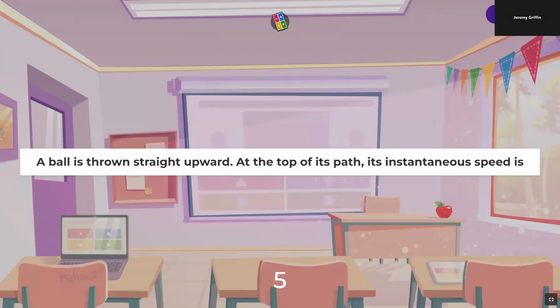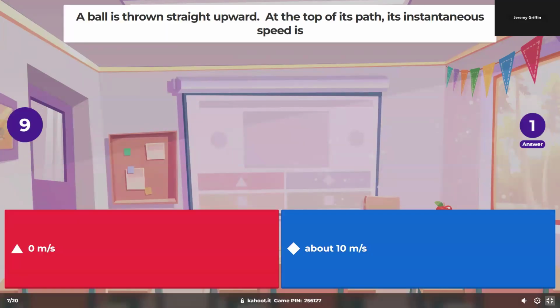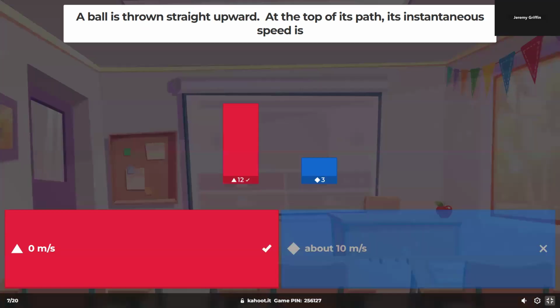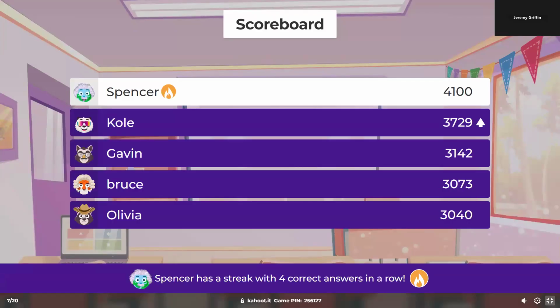On fire now. Ball's thrown straight upward. At the top of its path, its instantaneous speed is. 0 meters per second. Guys know that? And that would also indicate the point of maximum height. Zero velocity. 0 meters per second. All right.